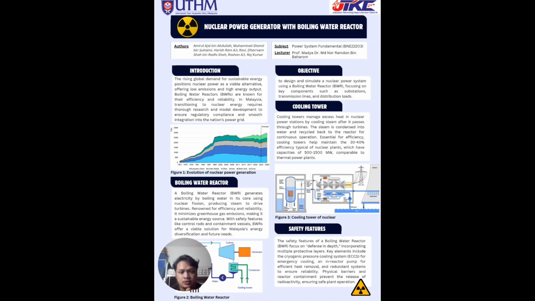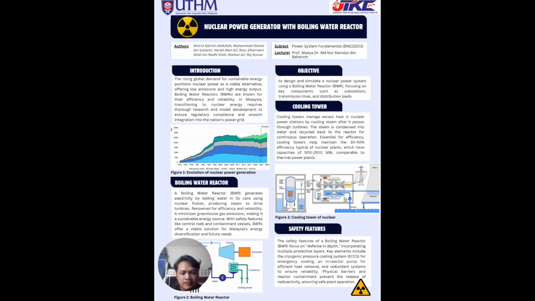For the next part, the cooling tower. The cooling tower manages excess heat in a nuclear power station by cooling steam after it passes through the turbines. The steam is condensed into water and recycled back to the reactor for continuous operation. It is essential for efficient cooling to help maintain the 30 to 40% efficiency typical of nuclear plants, which have capacities of 500 to 1,500 megawatts, compared to thermal power plants.